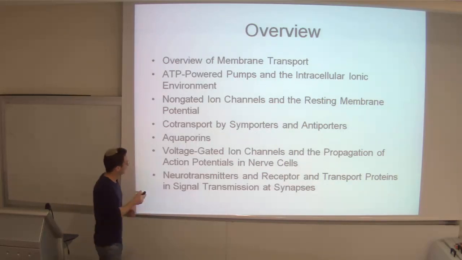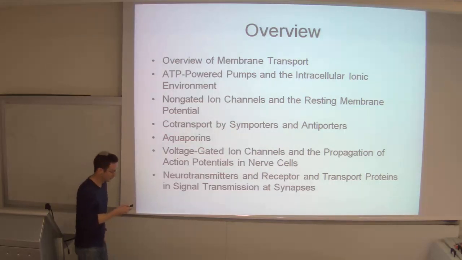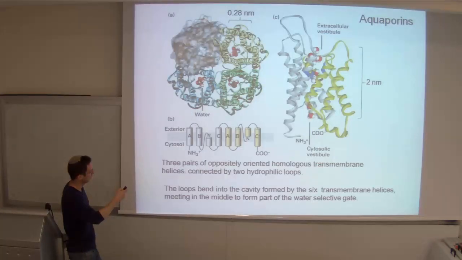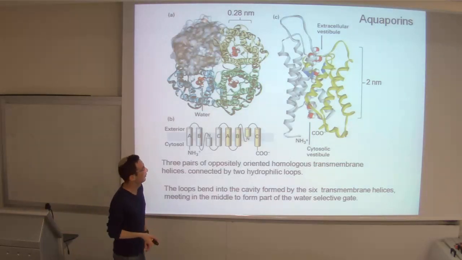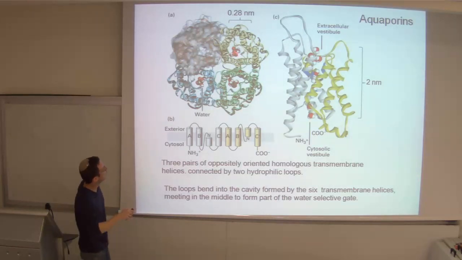Okay, we will end today with the aquaporins, and then next time continue with the voltage gating and the different components we find in synapses. So the aquaporin, just a single slide, because it would be wrong not to mention it at all. Okay, it's a tetramer, again a homotetramer, built of 4 identical subunits.